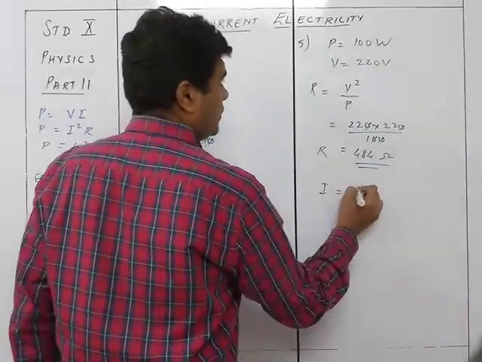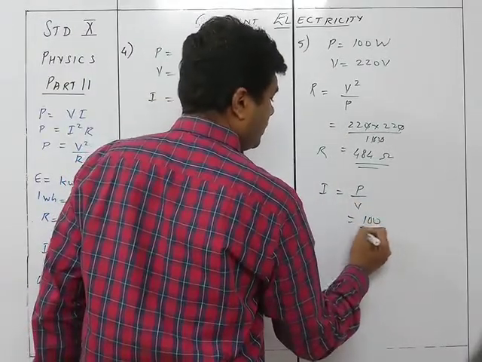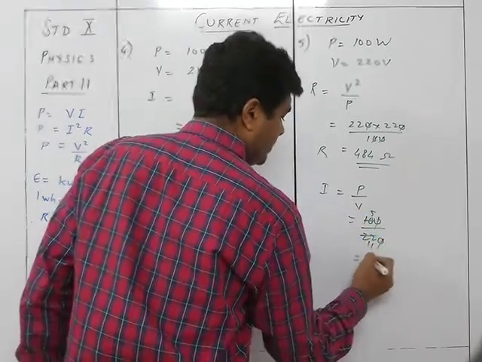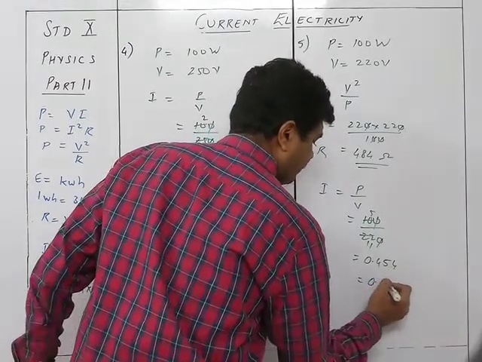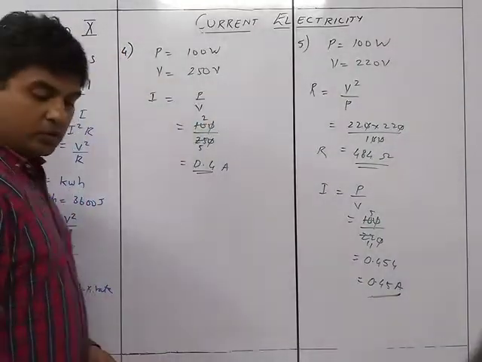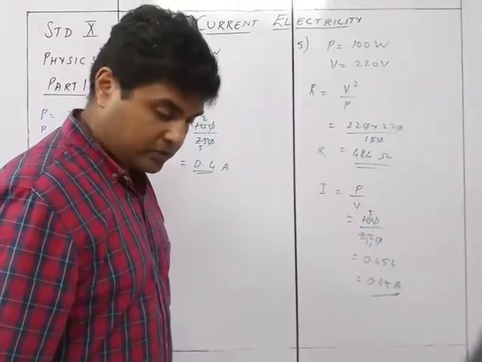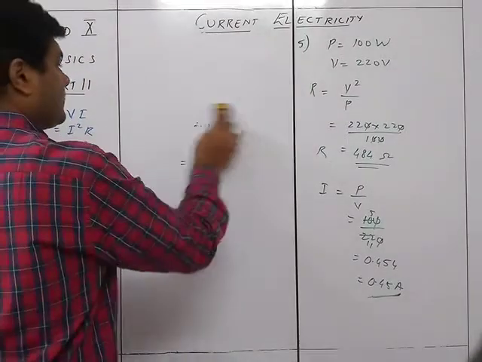The current will be equal to P upon V. So that will be 100 upon 220. So that gives you 5 upon 11. That will be 0.454, that's 0.45 ampere. So that's the current which will be going through the bulb of 100 watt at 220 volts. The next we go is sum number 6.